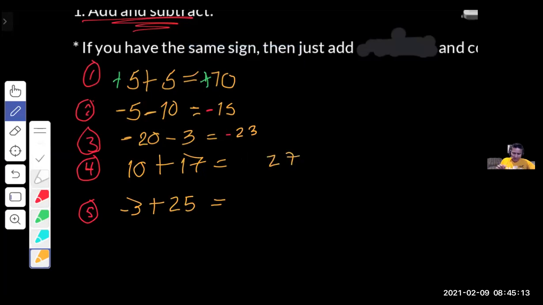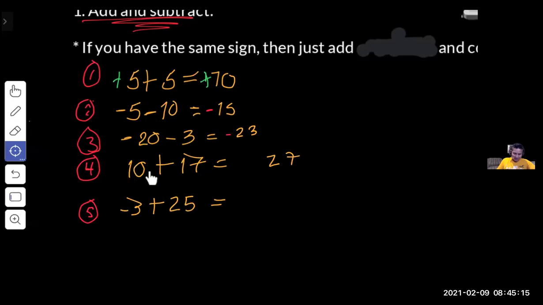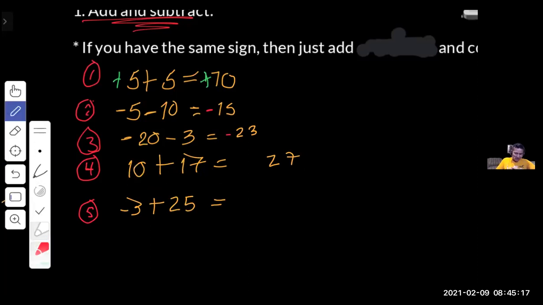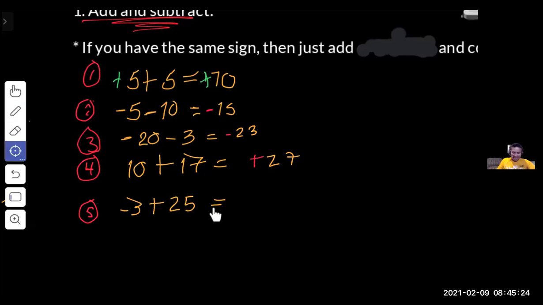27. And what is the sign for this, guys? Both of them are positive. Excellent. Thank you, Allison. In this case, it's going to be positive, just like that.